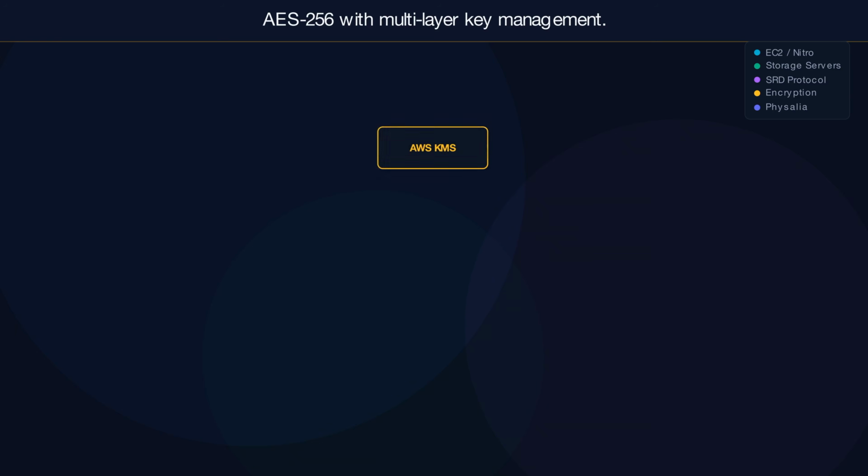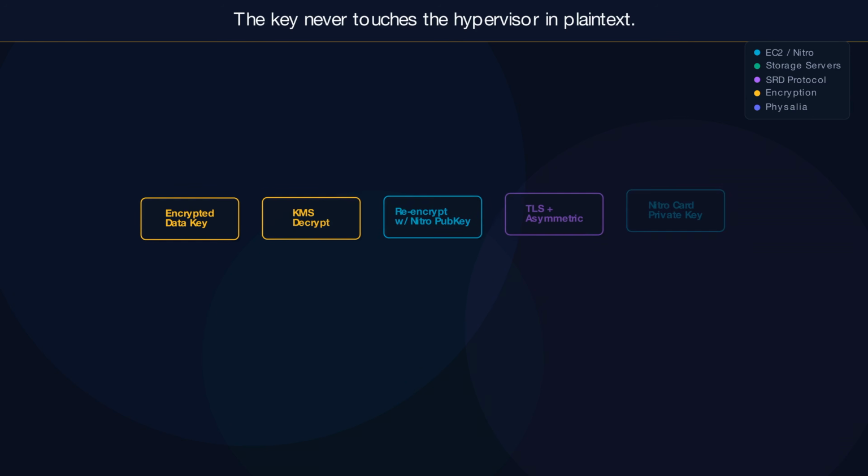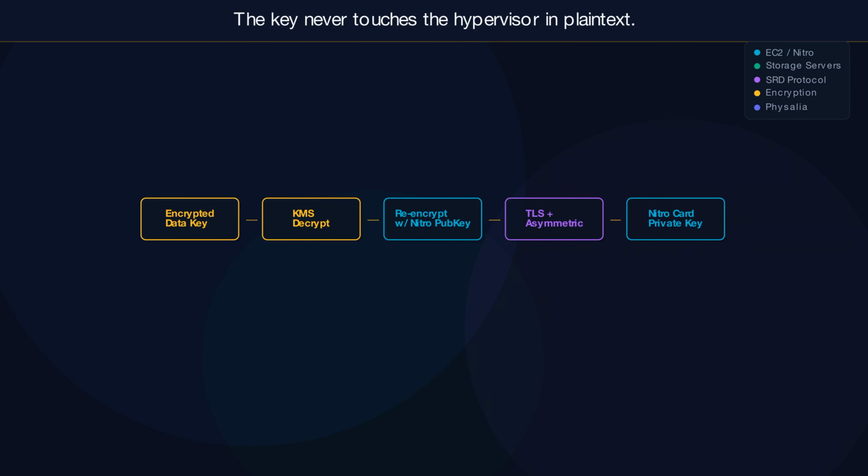EBS Encryption uses AES 256, and the key management involves a fascinating multi-layer design. When you create an encrypted volume, AWS KMS generates a data key. This data key is encrypted by your KMS master key and stored as volume metadata. When you attach the volume, the encrypted data key is sent to KMS for decryption. But KMS doesn't hand back the raw key. It re-encrypts it using the Nitro host's unique public key.